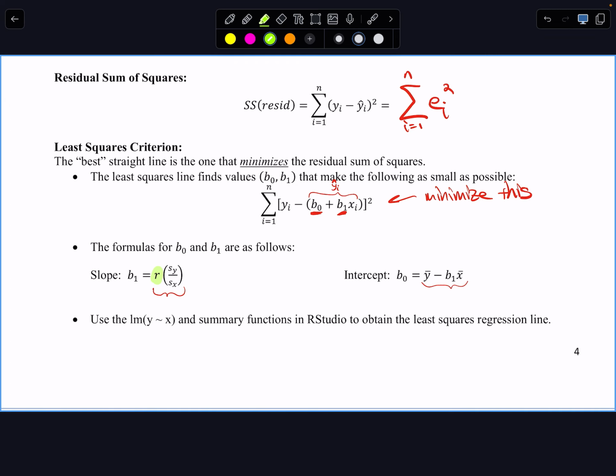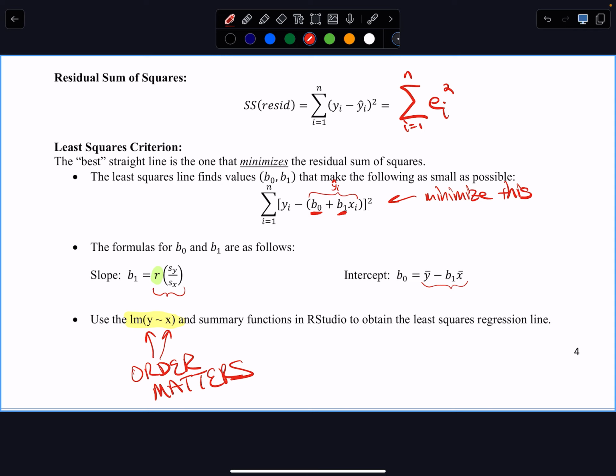All right? We're going to use the linear model function in RStudio to help us get this. This is important. Order matters. So when I use my linear model function, whatever I call my y data set, it has to go first. I'm going to use the tilde symbol, and then whatever I call my x variable goes second. Never switch this. It's not like correlation, all right? X and y matter once we get to regression.